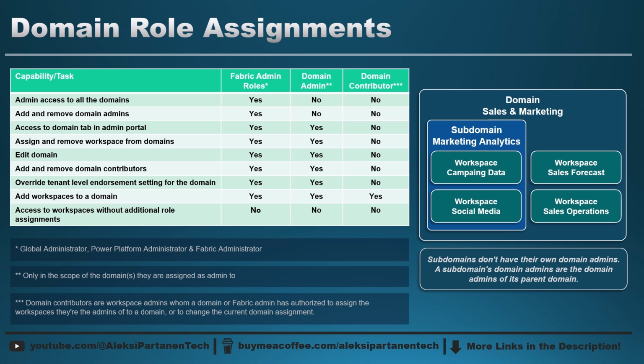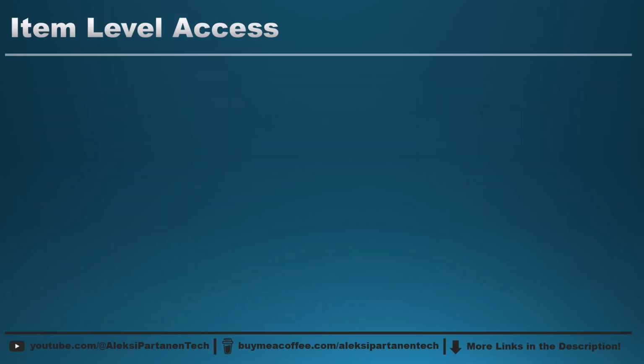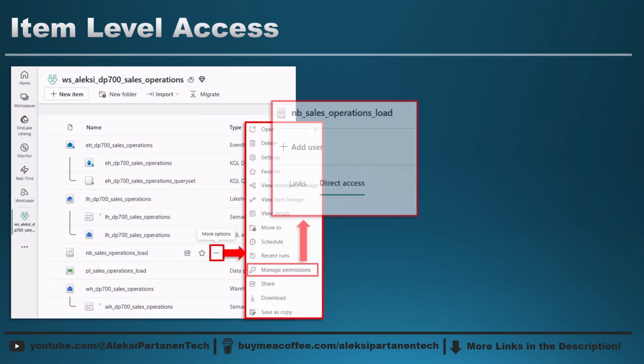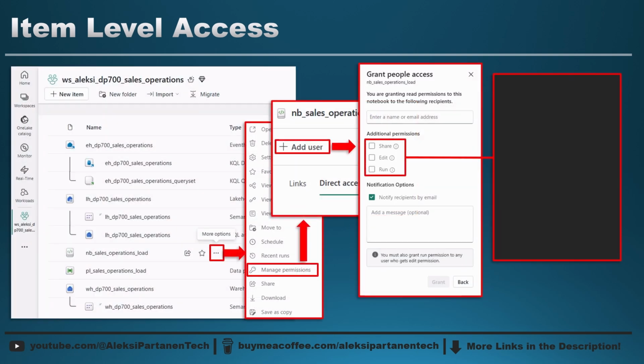Now let's take a look at how access control works at the item level in Microsoft Fabric. Inside a workspace, you can manage permissions for individual items. To do that, you go to the Items menu, select Manage Permissions, and then you add the user you want to give access to. If you don't give any of these additional permissions, the user will just get read access to that item. So the first additional permission is Share. This allows the person to share the item with others. It is also known as reshare access.